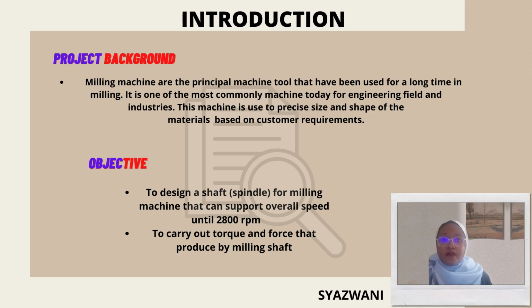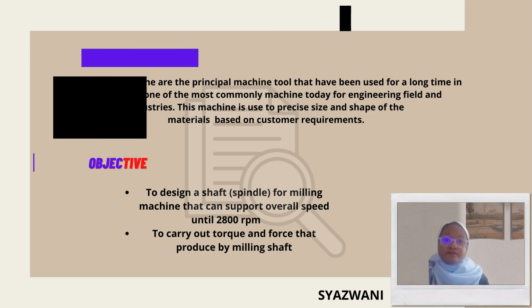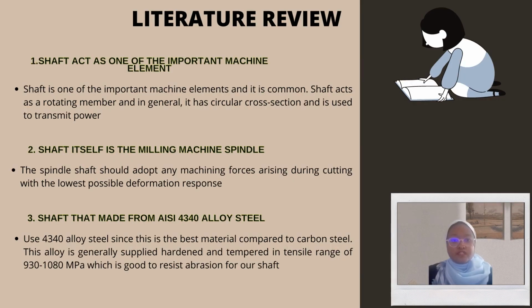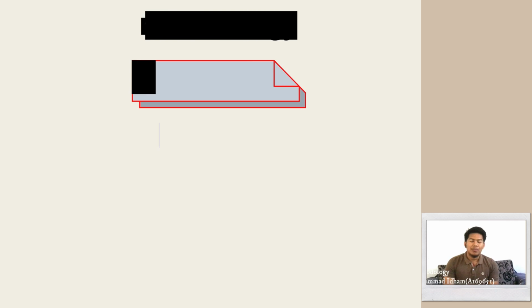For our objective, we have two objectives here. The first one is to design the shaft, which is the spindle of the milling machine, that can support an overall speed of up to 2800 rpm. The second objective is to carry out the torque and force that are produced by the milling shaft itself. As for our literature review, we have 3 points here.